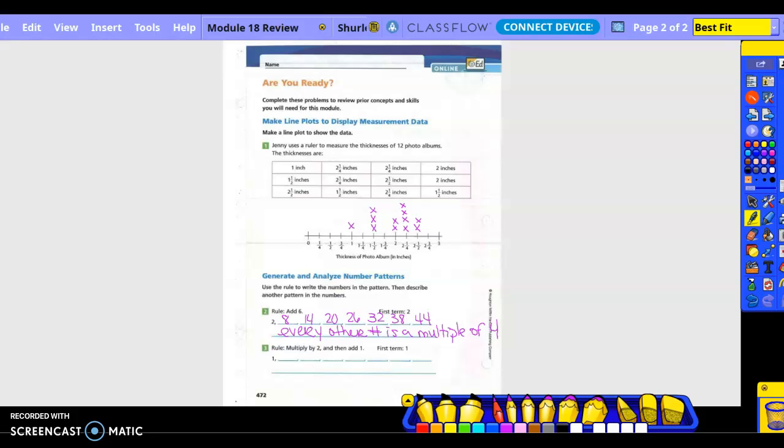Okay. Rule, multiply by 2, then add 1. So the first term is 1. So 1 times 2 is 2, plus 1 is 3. 3 times 2 is 6, plus 1 is 7. Let's see, 7 times 2 is 14, plus 1 is 15. 15 times 2 is 30, plus 1 is 31, times 2 is 62, plus 1 is 63.